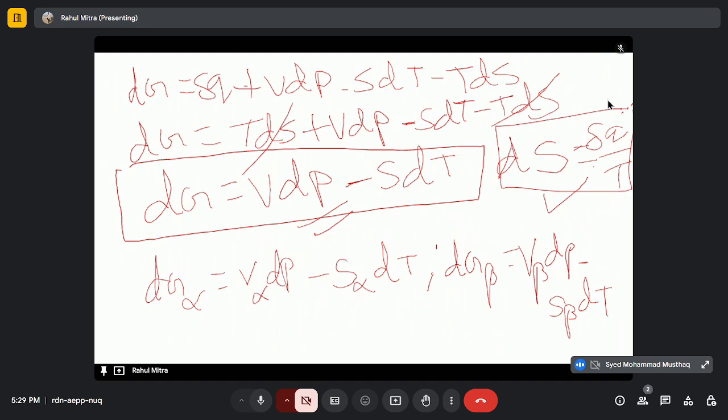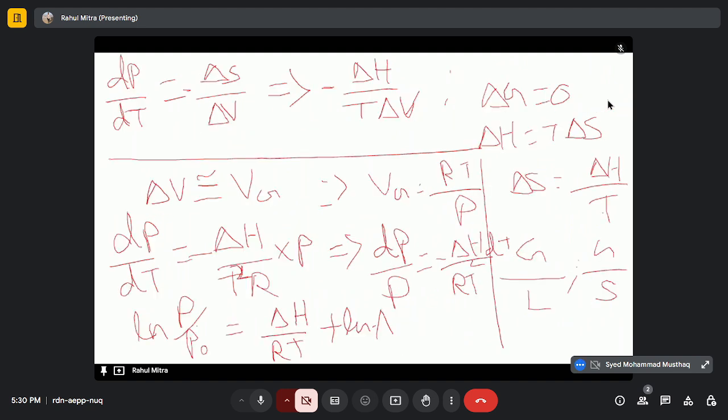And suppose we are talking about two phases that are in equilibrium, like alpha and beta, and we can write this differential term for those phases. For example, a small change in free energy, dG alpha, can be written as dG alpha is equal to V alpha dP minus S alpha dT. And if there is a small free energy change in beta, then that will be written as dG beta is equal to V beta dP minus S beta dT. And finally we arrived at this dP by dT.